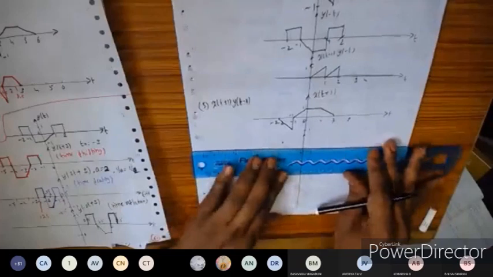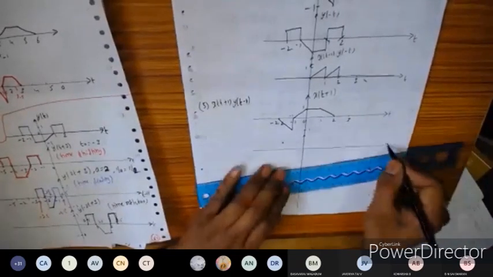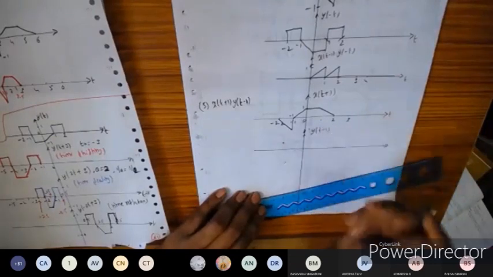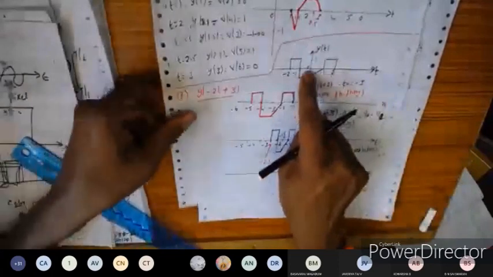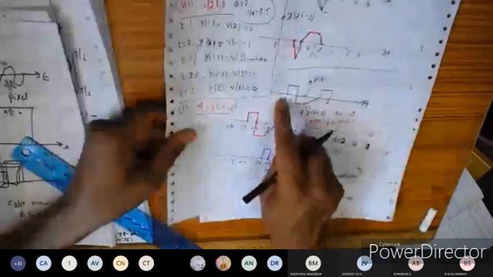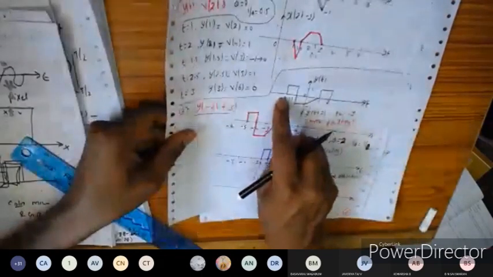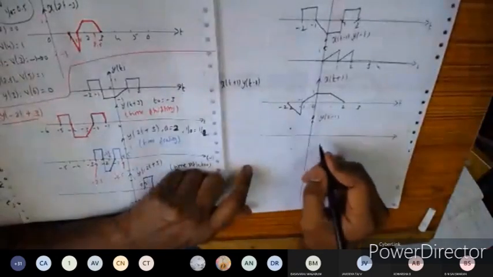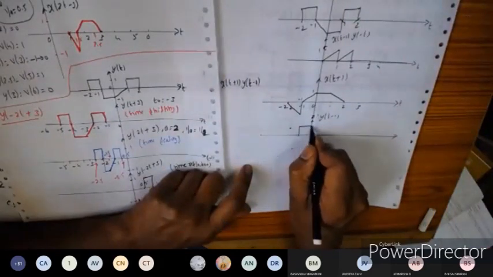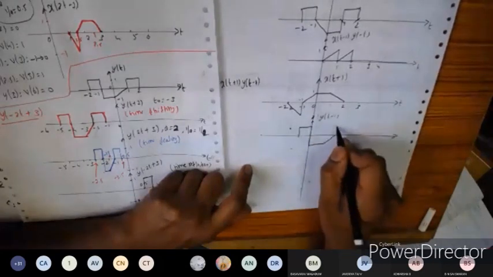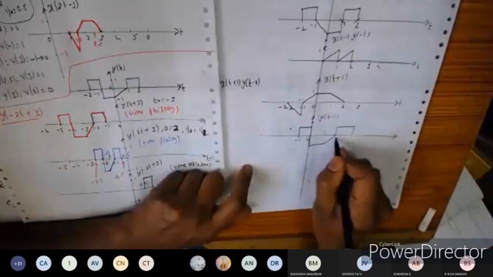Let us draw it here. y of t minus 1. So the waveform y of t is here. I'm going to shift this one towards the right side by 1 unit. So this will become minus 1, add 1 means 1, 0, 1, 2, 3 will become like this. So the waveform will be like this here. Minus 1, 0, 1.